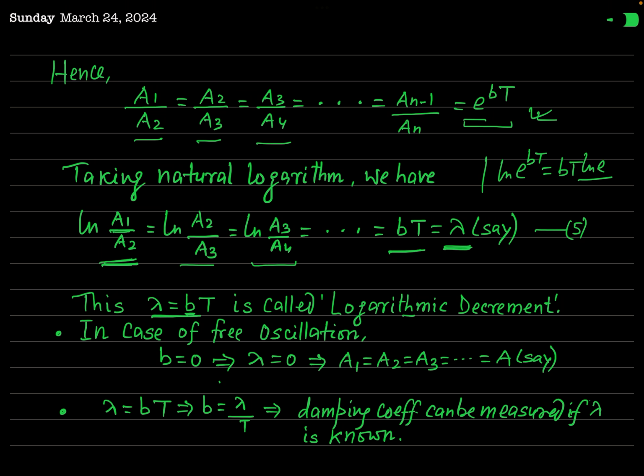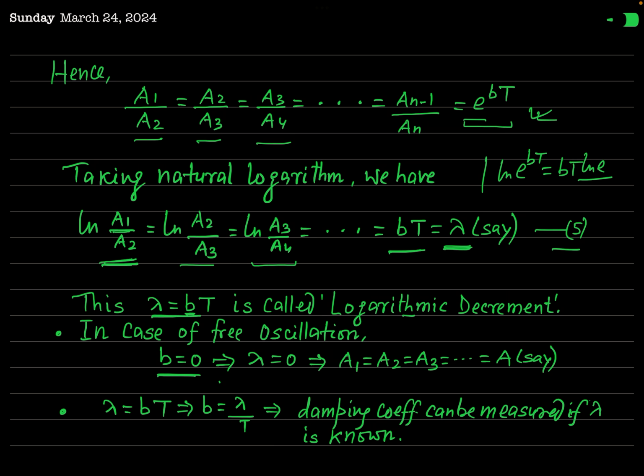Now let us consider a free oscillator. When you say free oscillator, it means an oscillator oscillating in a non-resistive medium. The oscillator is not experiencing any dissipative force. And in that condition, this damping coefficient b is 0.